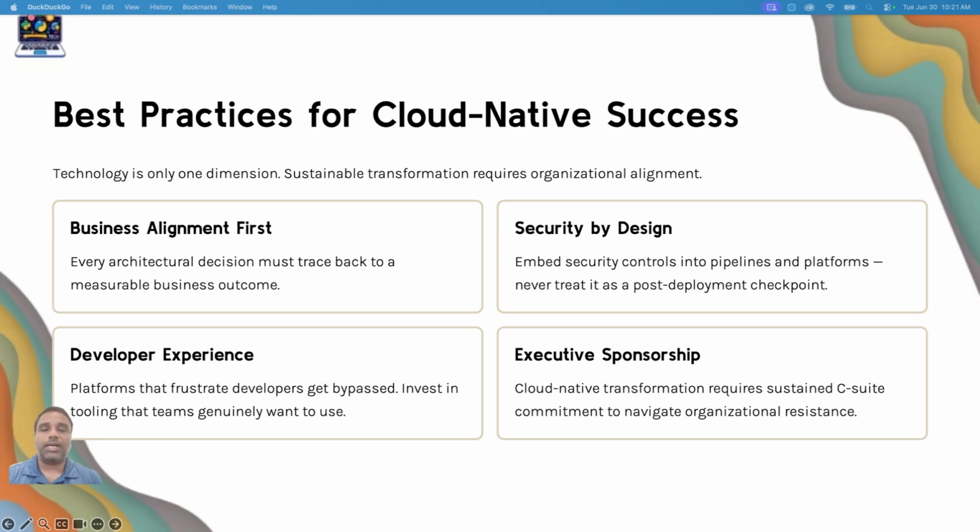The third one is developer experience. This one is underrated. Platforms that frustrate developers get bypassed, and then shadow IT starts when the official path is too painful. Invest in tooling teams genuinely want to use, right? And the final one is executive sponsorship. Cloud native transformation requires sustained C-suite or senior leadership commitment to navigate organizational resistance.